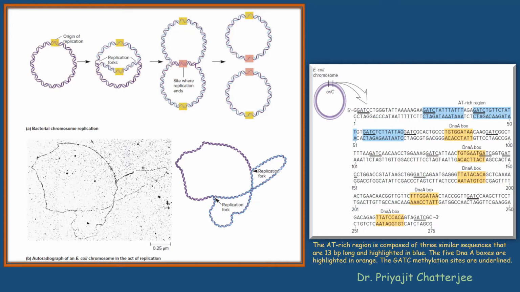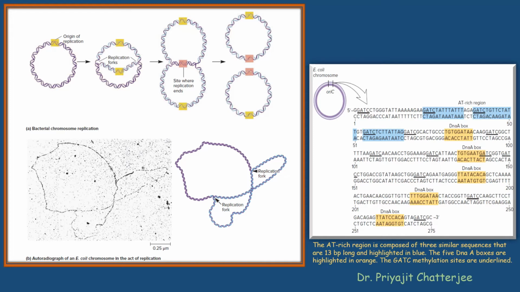Considerable research has focused on the origin of replication in E. coli. The origin is named OriC, for origin of chromosomal replication. It has been estimated that the E. coli origin of replication spans approximately 245 base pairs of DNA. Three types of DNA sequences are found within the OriC: an AT-rich region, DnaA box sequences, and GATC methylation sites.